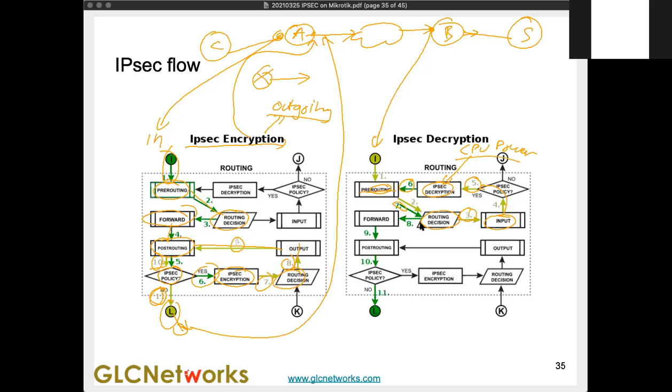So we have checking routing decisions. And then actually it's not intended for the router itself. So we do forwarding, and then go to post routing, checking IPsec security policy, no policy, and then goes here. So this one goes to this. Coming here. This one, when they go out, goes to here.